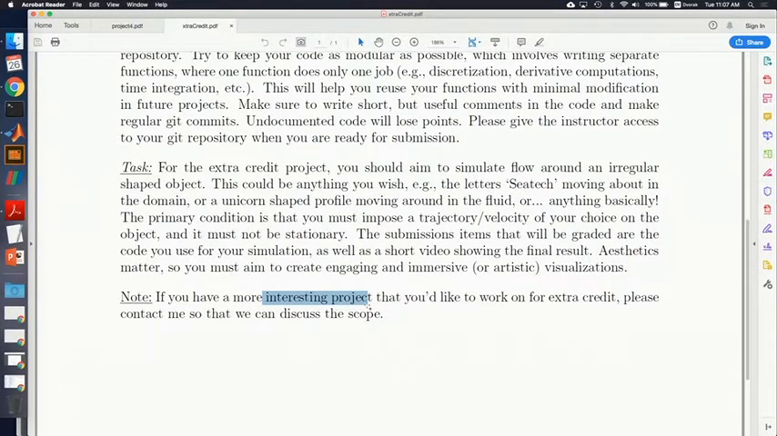But the only condition is you will have to code from scratch, no using established solvers like Fluent or something. So that's it. Any questions? All right. That's also due at the end of the term.